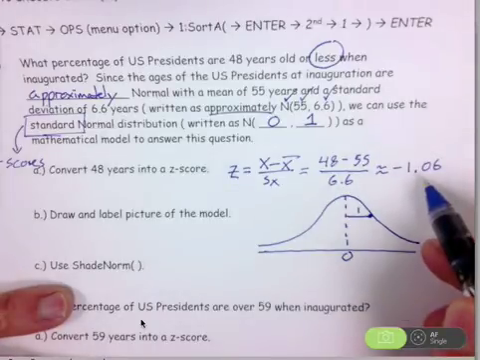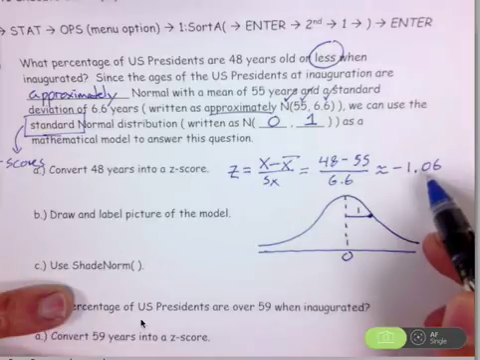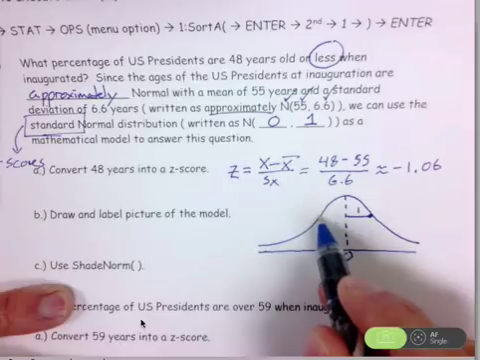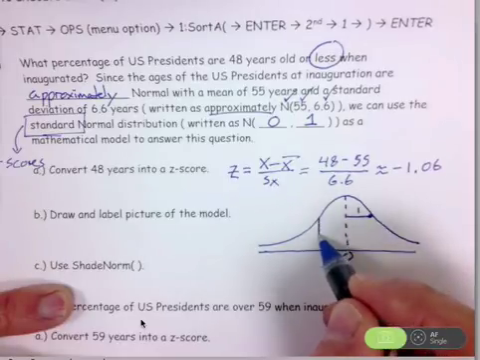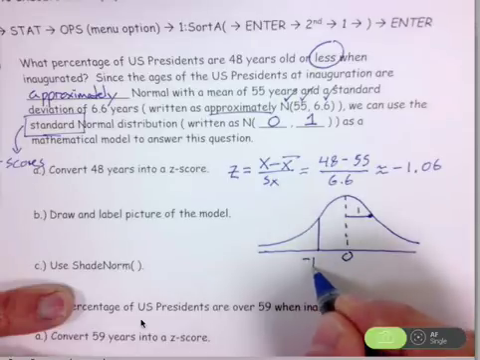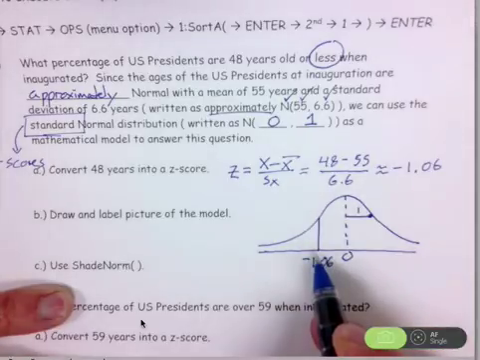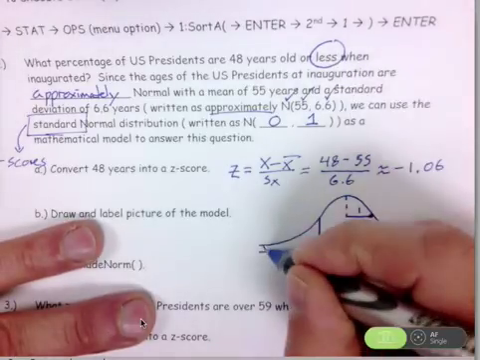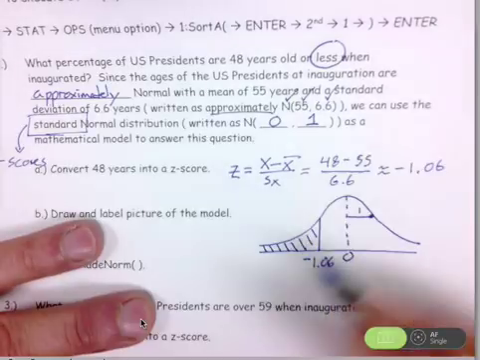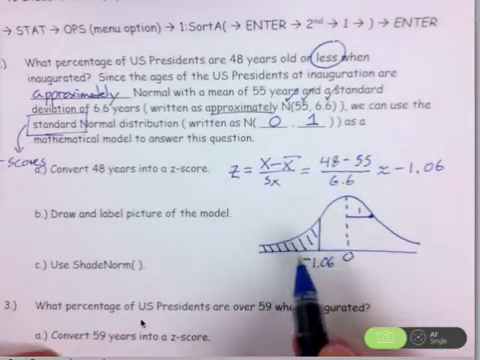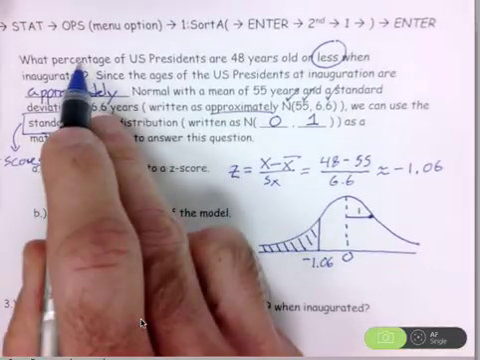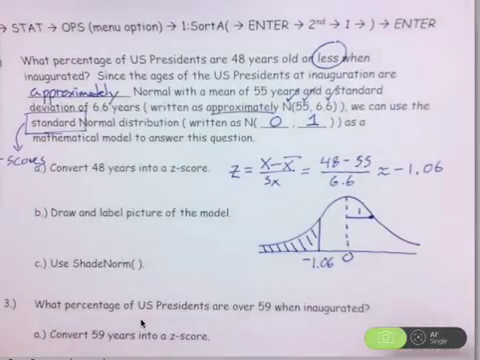So notice at 48 years of age, that's a z-score of negative 1.06. If this is 1 standard deviation above the mean, here's about 1 standard deviation below the mean, and I'm ever so slightly below that, so I'm just going to put in my boundary as negative 1.06. I'm interested in being this old or less, so I want to shade to the left. That shaded region communicates the area that we're going to find. That area corresponds to a percentage of this distribution, and that's what I'm trying to find, the percentage of presidents that are 48 years old or less.